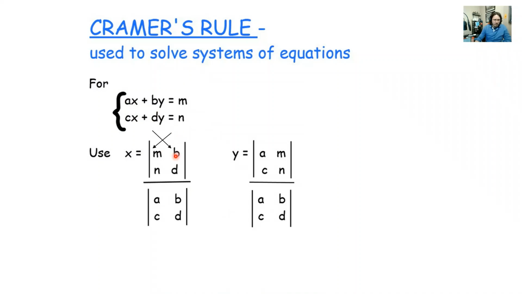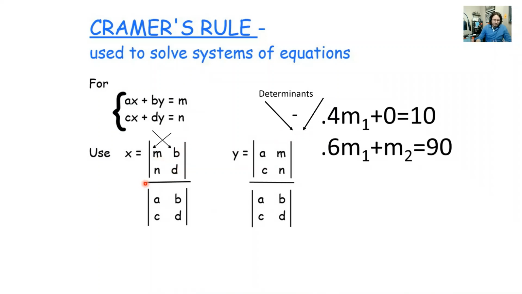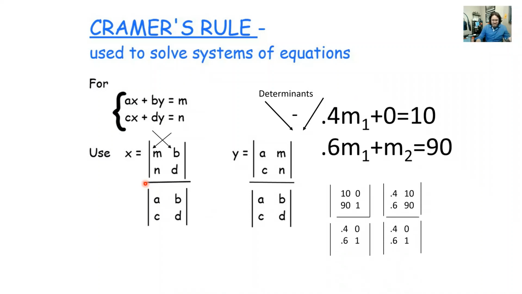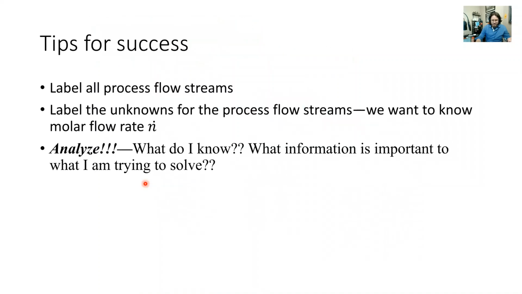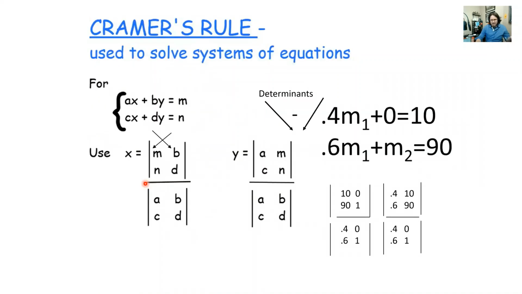And if you remember, it's kind of a cross multiply, so it's basically by determinant, and so m times d minus b times n, and anyway, this is the equation we got, and this is the matrix we would have set up, and then you get the same answer.